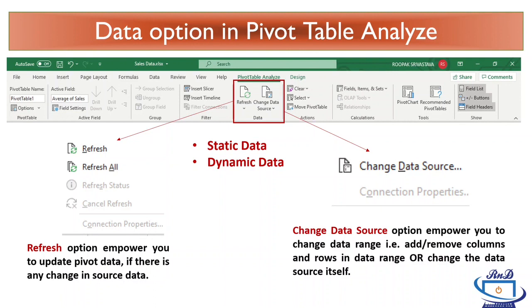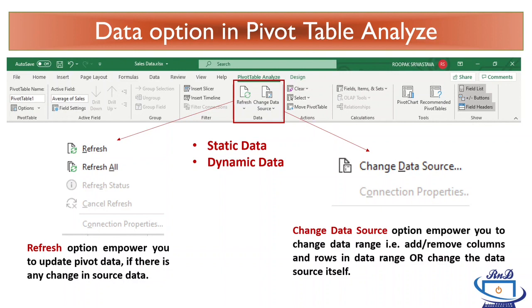Dynamic data means the data values in the range which we have selected for the pivot table can be changed, or more rows can be added in the data range, or more columns can be added in the data range at runtime.